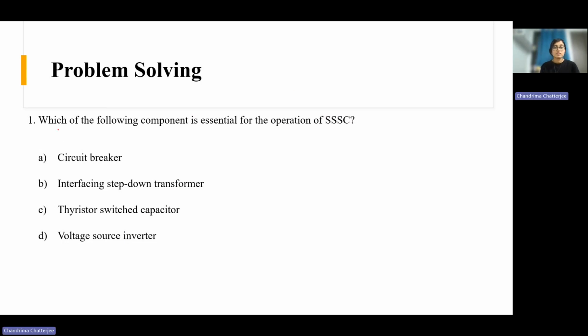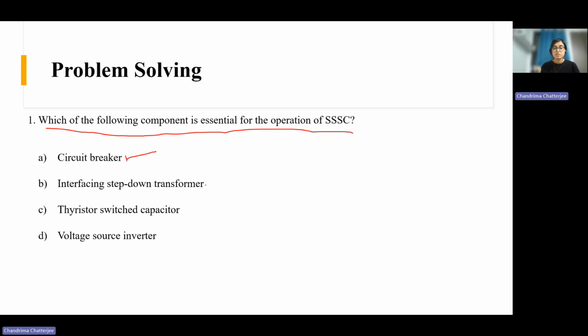The first question is, which of the following components is essential for the operation of SSSC? Circuit breaker, interfacing step down transformer, thyristor switched capacitor, or voltage source inverter. We use a circuit breaker in the SSSC circuit, we saw there was a circuit breaker, but this is a protective element. Circuit breaker is used to protect SSSC when there is a fault condition.